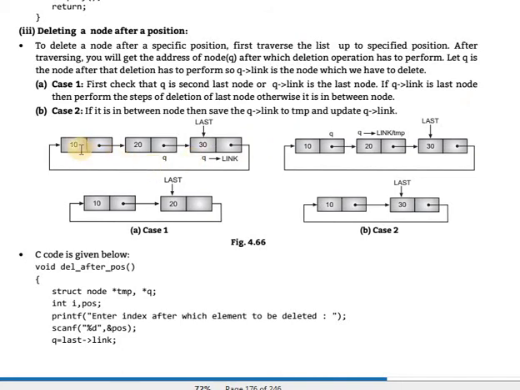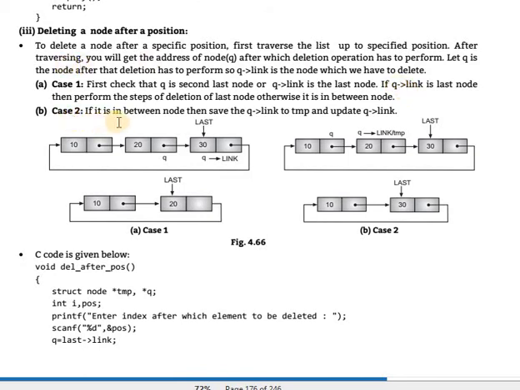For example, the 10 value node is created as a pointer q. At that time q info means 10 value and q link means the next element. Then also q info means 20 value and q link means the next value, because in that q link the address of the next node in the list will be stored. So if q link is the last node, then perform the step of deletion of the last node, otherwise it is an in-between node.